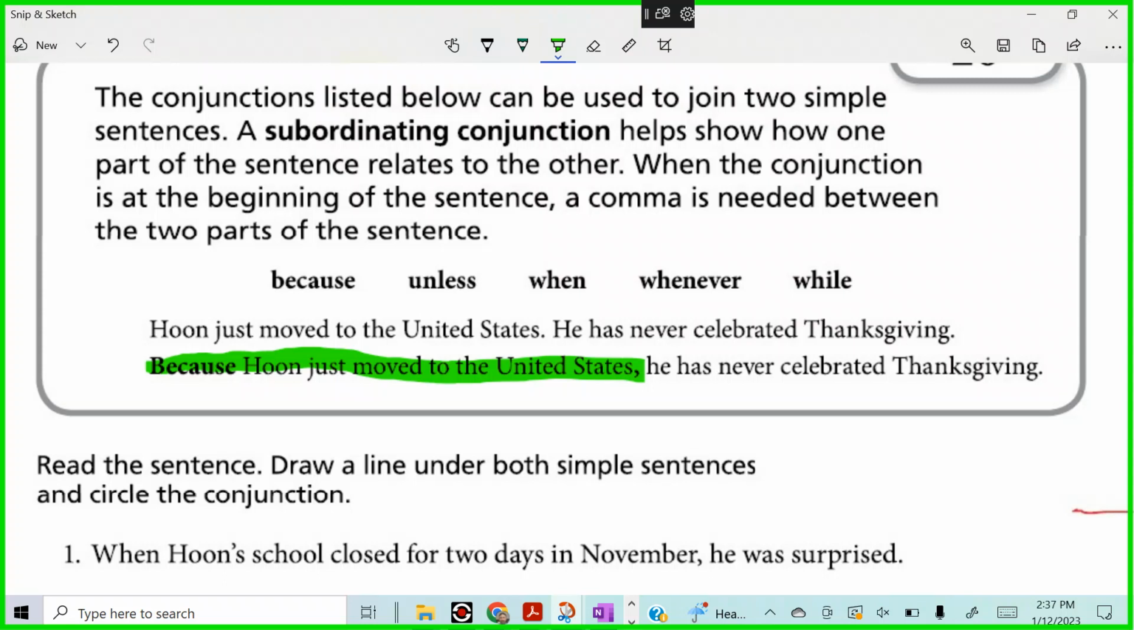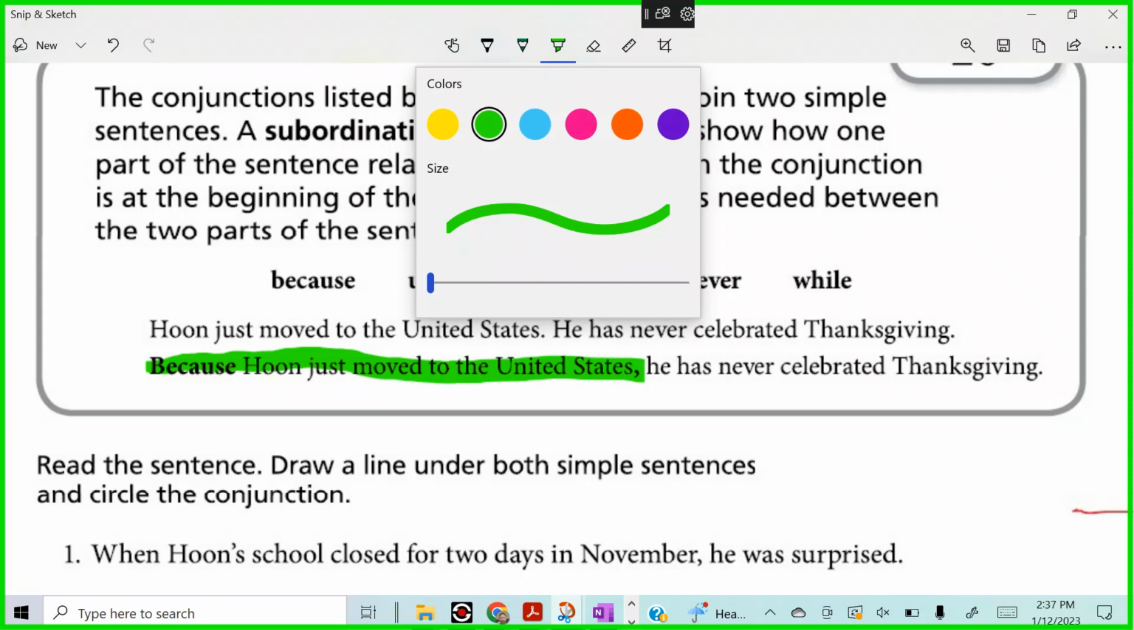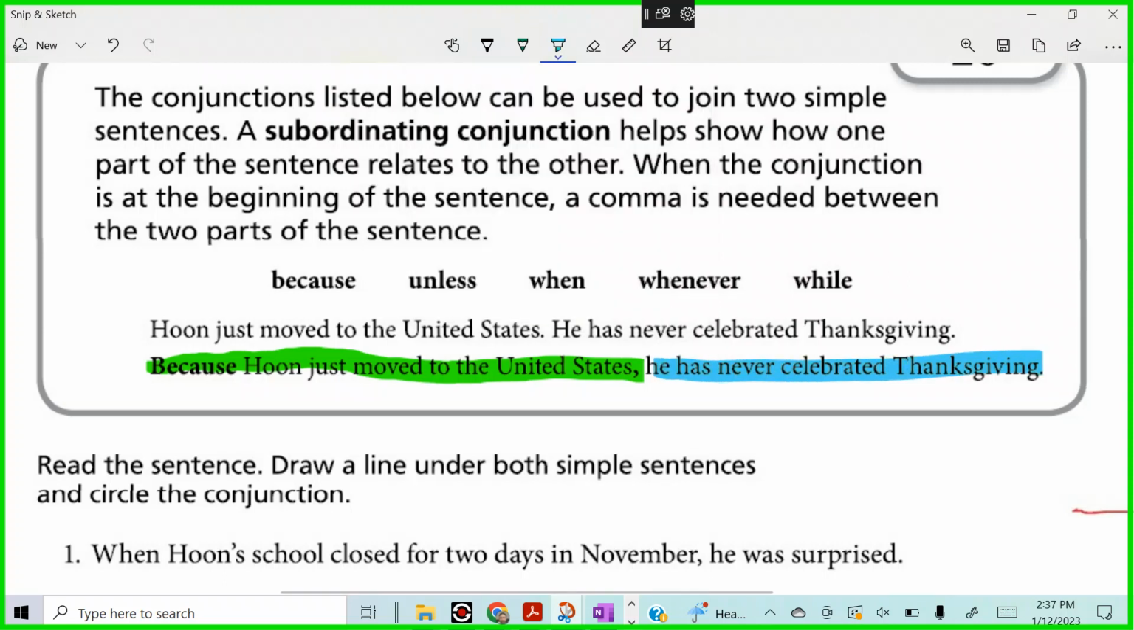Now, let me ask you something. Let's get somebody else in the mix here. Casey, ready? Is this right here a complete sentence? He has never celebrated Thanksgiving. Is that complete? Yes. Why, Casey? It does have a subject and a predicate. And because it's a complete sentence, what kind of clause is it? Independent. It stands by itself, right?